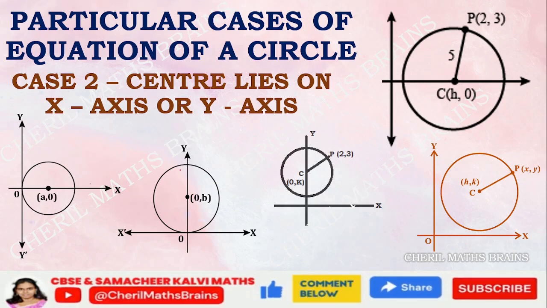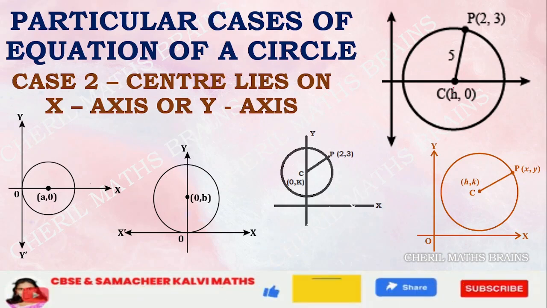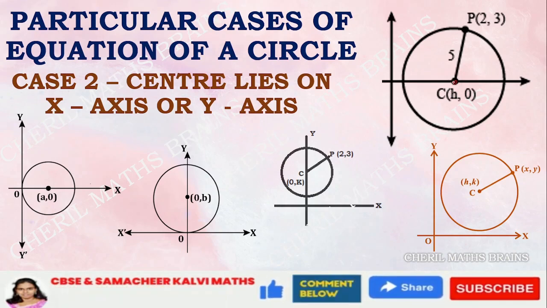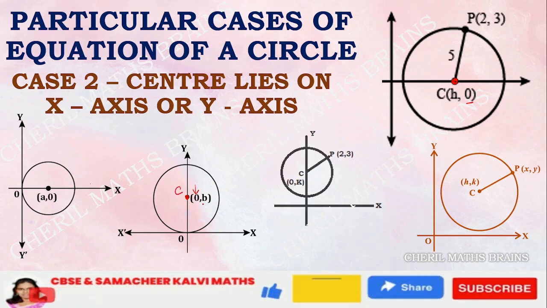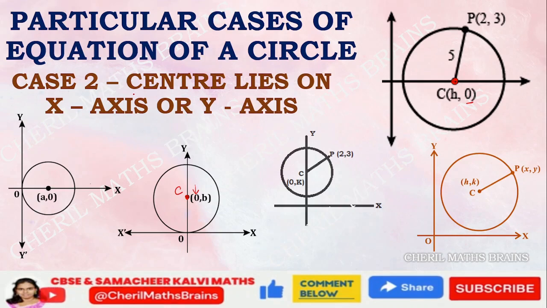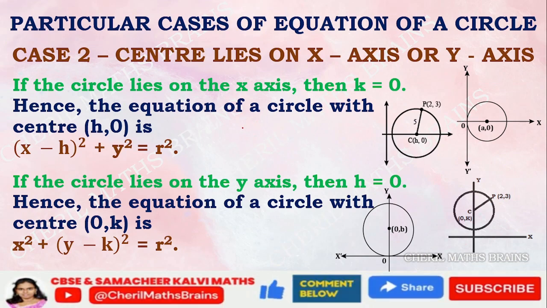Now let's get into the next case. The center is going to lie on the x-axis or on the y-axis. When you look at these pictures, you can find out. You can see the center is on the x-axis. On the x-axis means what? The y coordinate will be 0. If the center is on the y-axis, what will be 0? The x coordinate will be 0. So when you are writing the center of the circle, either the x coordinate or the y coordinate will be 0, depending on which axis the center lies.